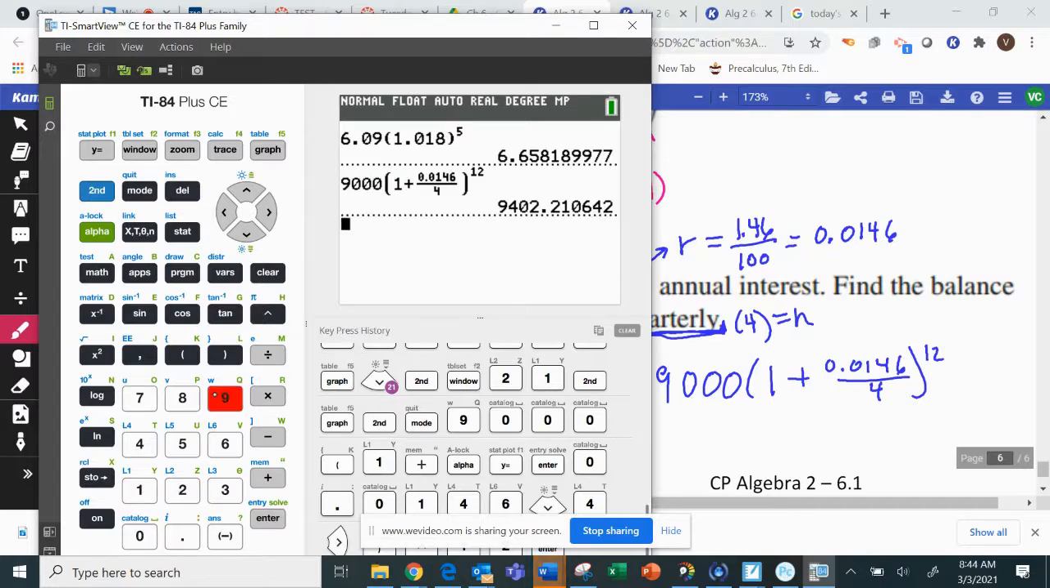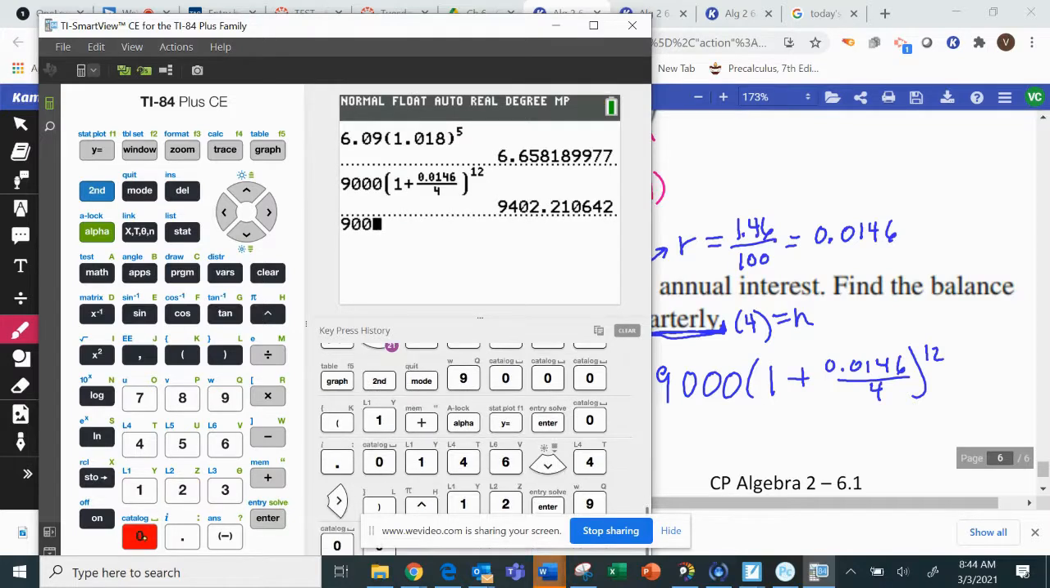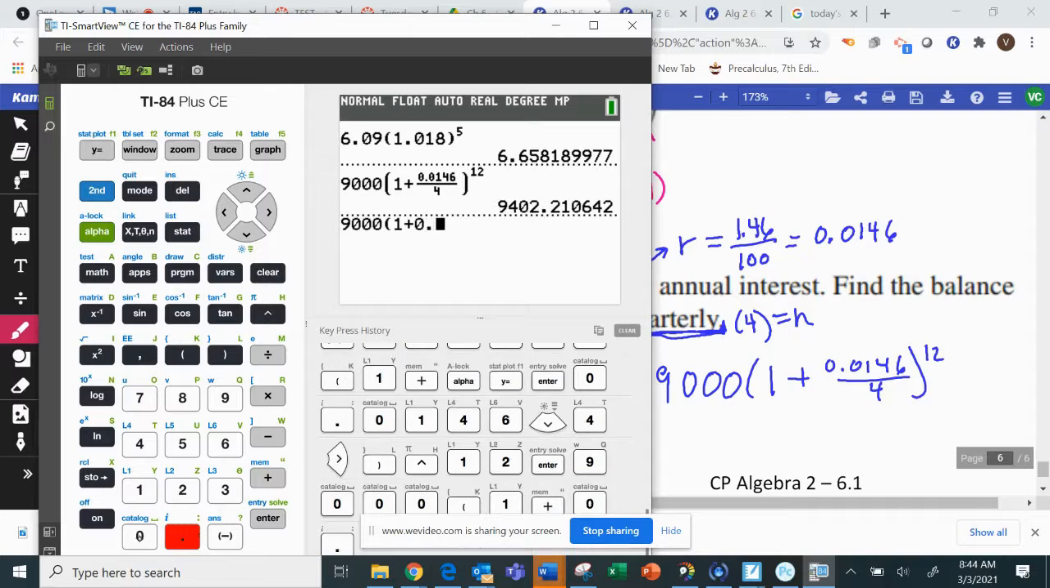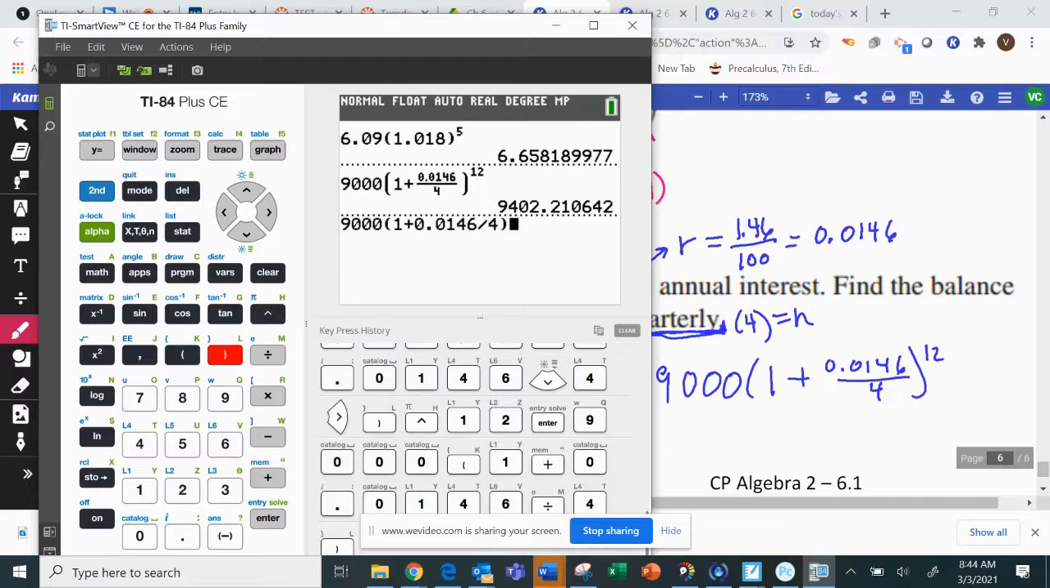So if you have the older calculator, then you could do 1 plus 0.0146 divided by 4, and it will be fine. To the 12. You could do it that way.